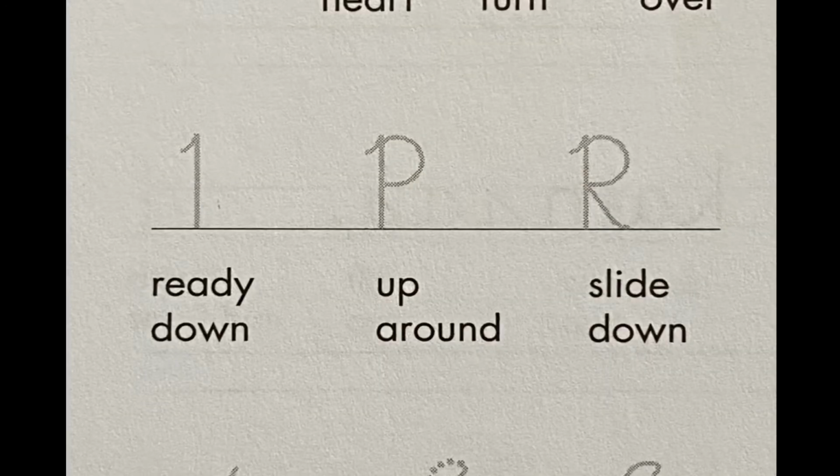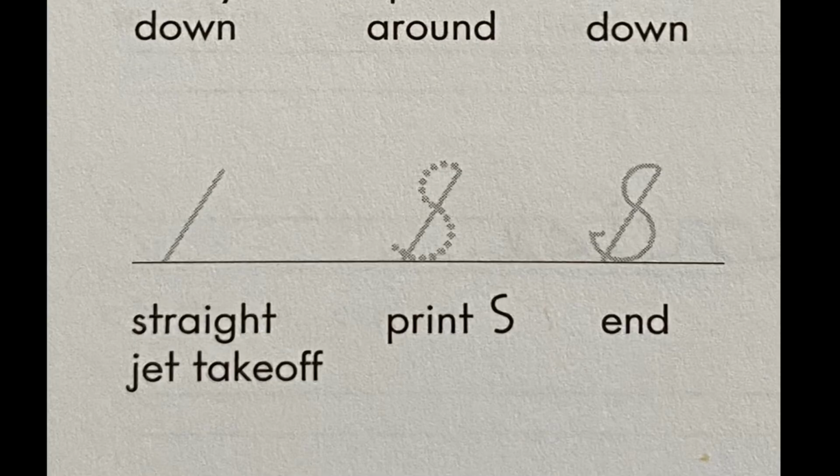Capital R, we start with the ready down, back up and around, just like we did with the capital letter P. However, with the capital letter R, we're going to add a slide down. All right, for the capital letter S, we're going to start with a straight line, the way that a plane would take off, moving up. Then we write a print letter S from the top of the line down to the bottom line. Then we end with a short line.